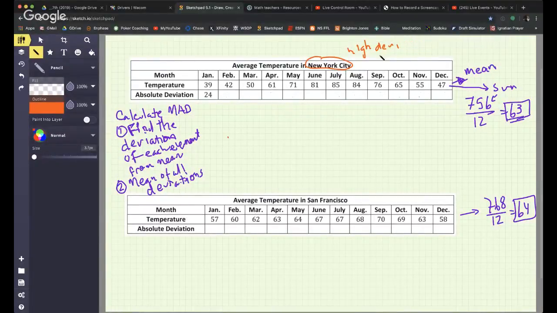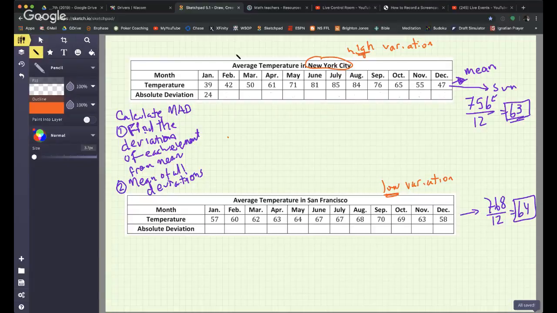It's a high variation, right? It's highly varied, right? The data was way to the left and way to the right. In San Francisco, we're going to see that we have a low variation, and this number is going to tell us that. That's the whole point of this calculation, to show that we have a high variation and a low variation data.